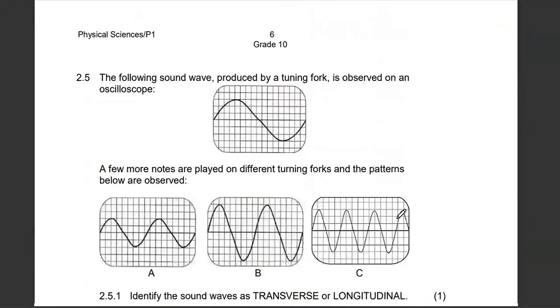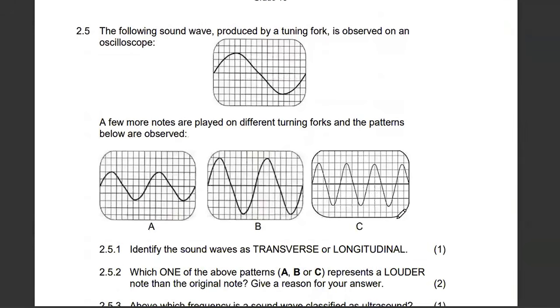Then 2.5, the following sound wave produced by a tuning fork is observed by an oscilloscope. And then the question is, a few more notes are played on different tuning forks and the patterns are observed. Identify the wave as transverse or longitudinal. So this is going to be longitudinal, because this is sound.